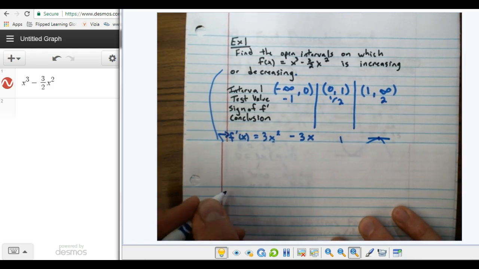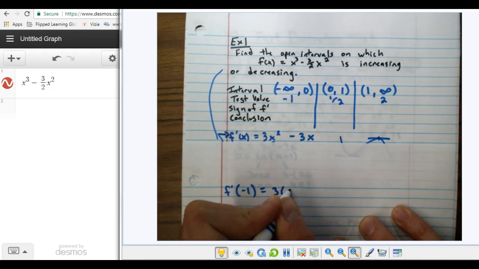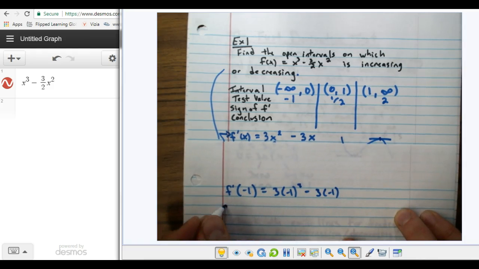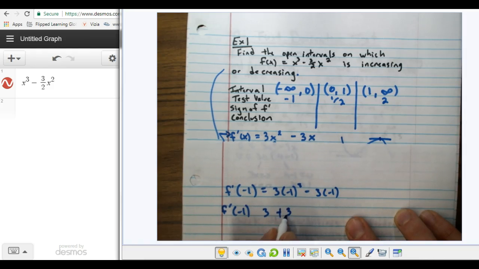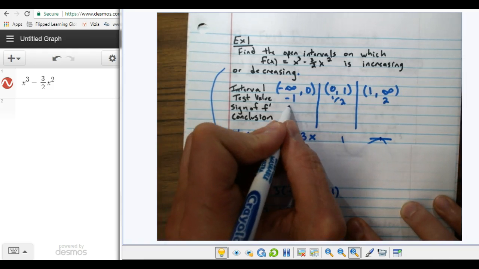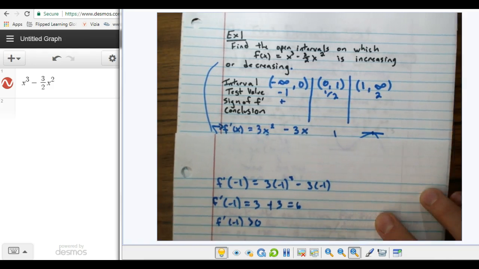So I want to say, what is f prime at -1? Well, that's going to equal 3 times -1 squared minus 3 times -1. So f prime of -1 is 1 times 3 minus -3, which is plus 3, which is 6. So f prime at -1 is greater than 0. So the sign of f prime is going to be positive. Alright, so let's try the next one.